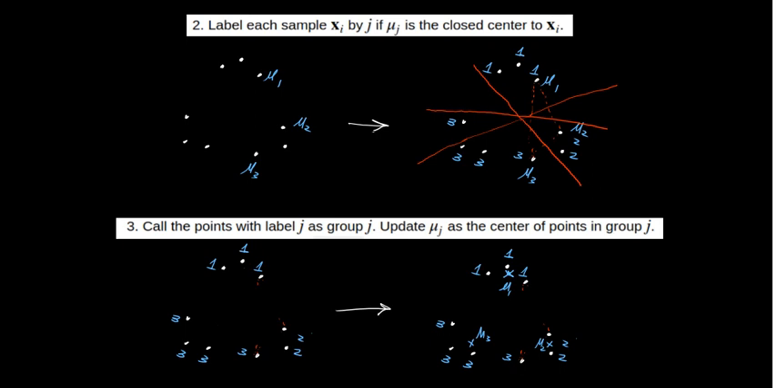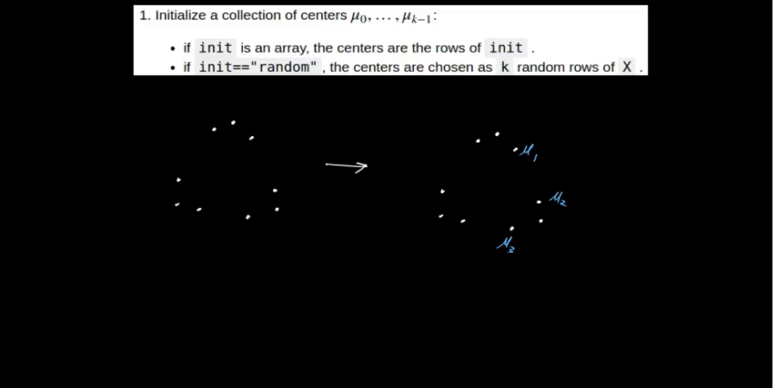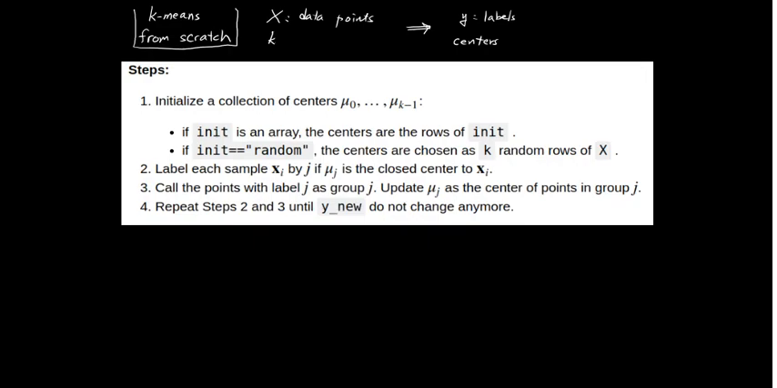Okay, so that's the big idea of K-means. Essentially, you just initialize it, and then repeat 2, 3, 2, 3, 2, 3, and eventually you will get stabilized and find the centers and the labels.